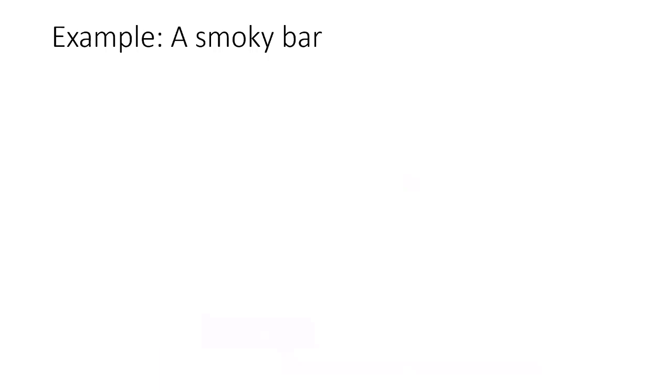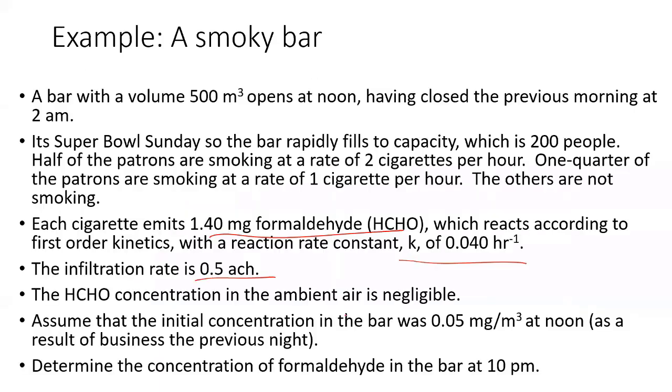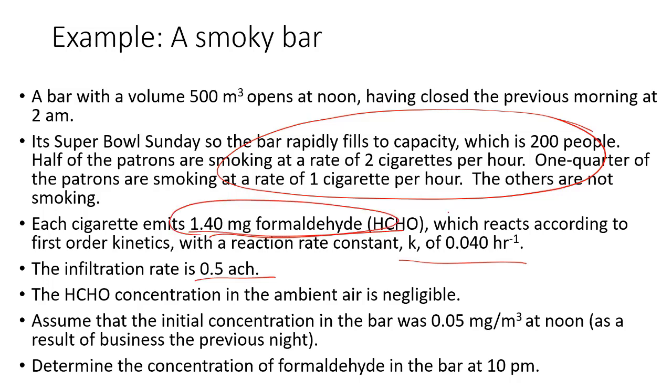I'm not going to go through the whole problem. It's very, very similar to the previous one. The major issue here is where the complication comes in, because half the patrons are smoking 2 cigarettes per hour. A quarter of them are smoking 1, and the other quarter are smoking none. These 2 pieces of information give you the amount of formaldehyde being emitted in milligrams per hour. That's your source term. Everything else is identical.